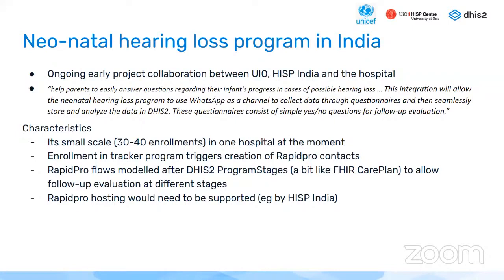So the integration allows the neonatal hearing loss program to use WhatsApp as a channel, collect data through questionnaires with a small queue, then store and analyze the data in DHIS2. Those questionnaires are very simple, again, well-suited to short messaging applications. Simple yes, no answers. Small scale, 30 to 40 enrollments initially in the one hospital. Enrollment in the tracker program triggers creation of RapidPro contacts. Again, that's a similar pattern to what we saw with the Zambia immunization registry at a much larger scale. But this notion of enrollment triggering contact creation.